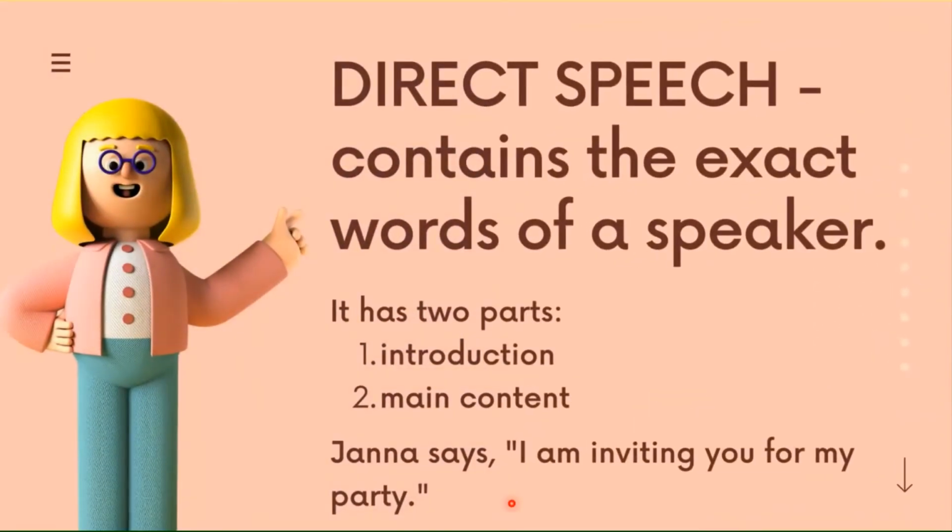So let's start finally with the meaning of a direct speech. It contains the exact words of a speaker. It has two parts: introduction and main content. The introduction is this: Jana says. The introduction has the name of the speaker and the introductory verb, which may be in the present tense or in the past tense. In this case, the introductory verb is in the present tense. The main content, or the message of the direct speech, is this: I am inviting you for my party.